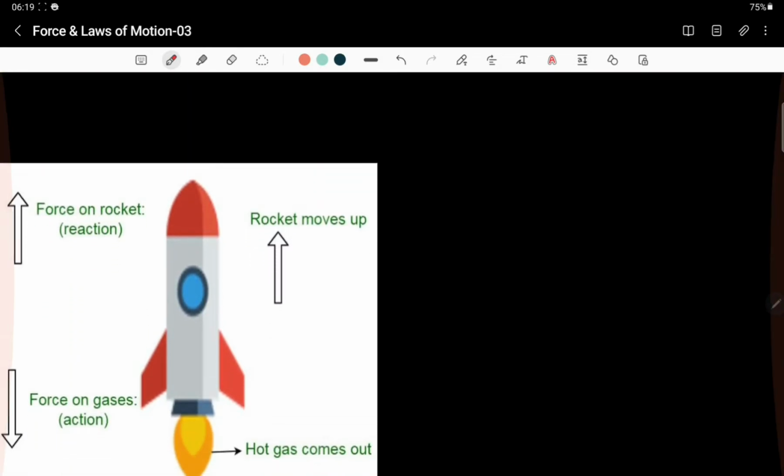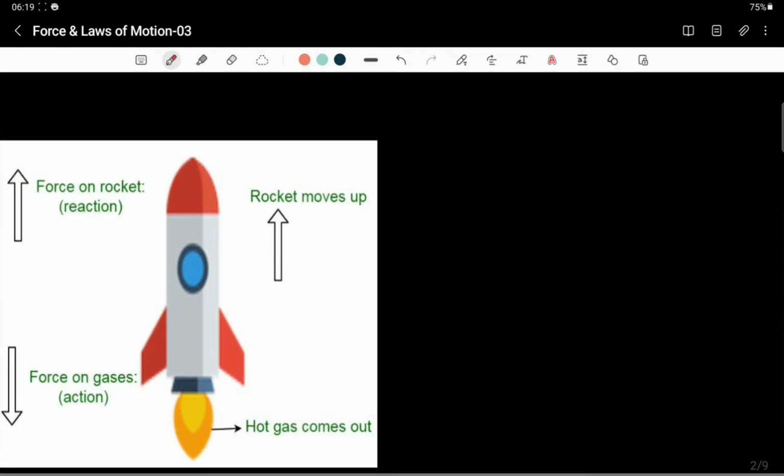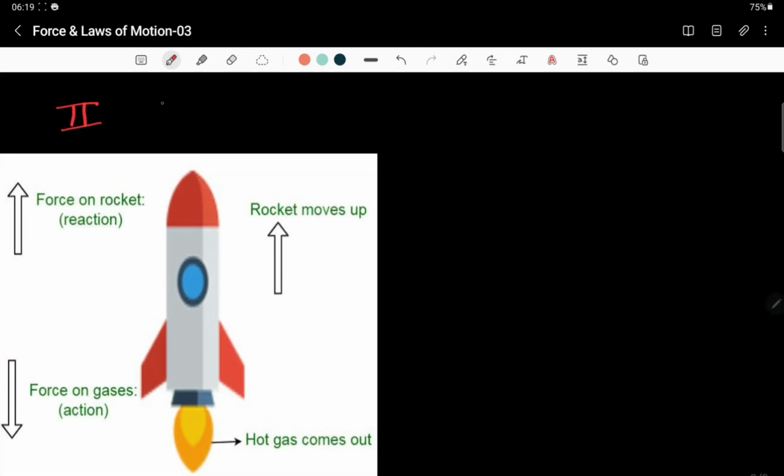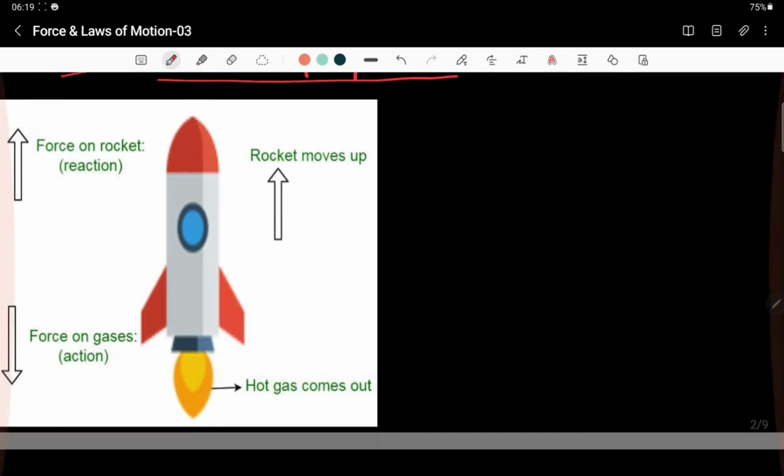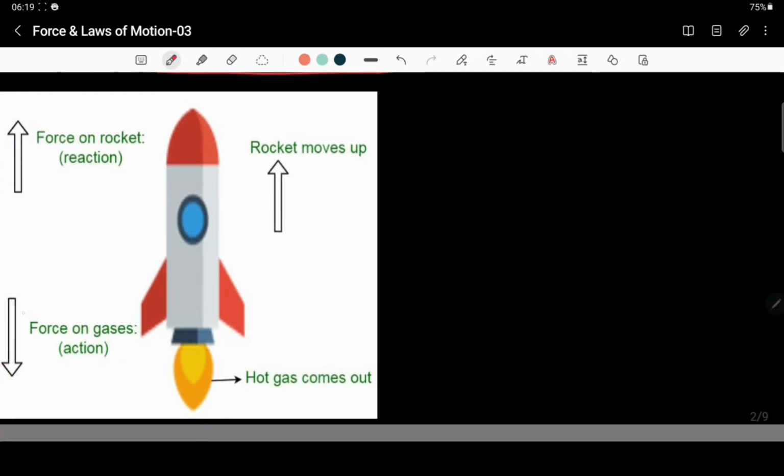Now the second example, in the same line, you can take rocket propulsion. Make sure that you are making notes. Rocket propulsion. Propelling means going up. All right, so what is happening here? Action. Look at this force on gases. These gases will be coming down, right? They will be applying some force on the ground, no?